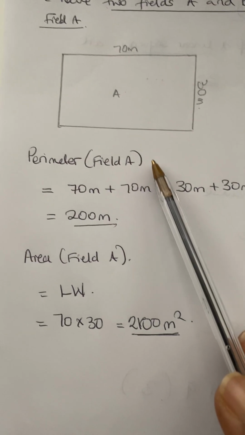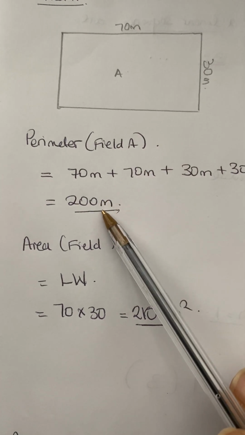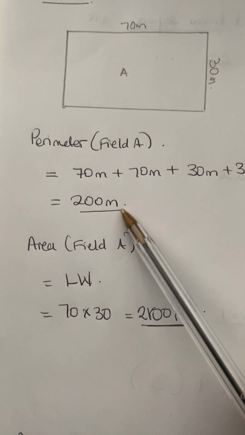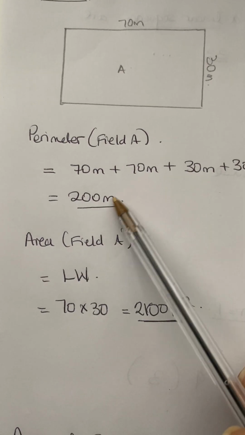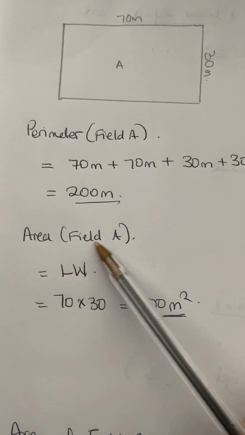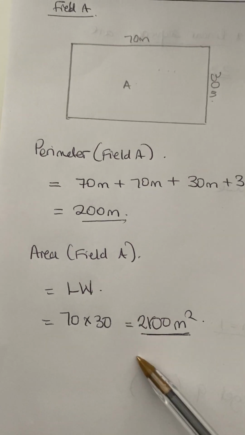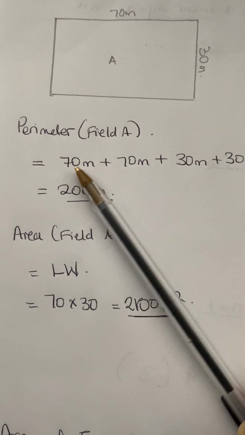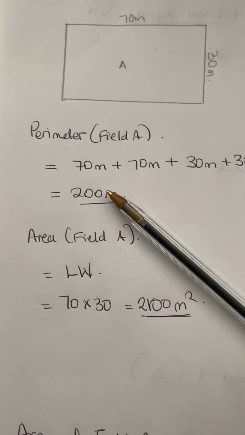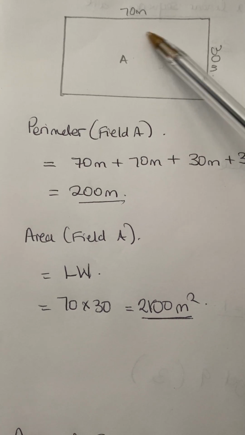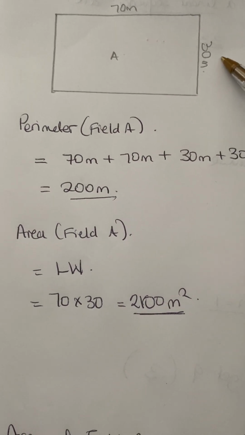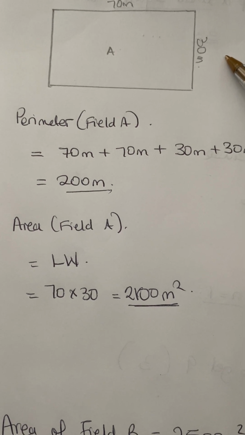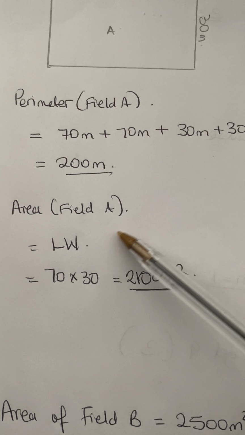So the perimeter of field A is 200 meters. Now, after finding the perimeter, I went on to find the area of field A. The area of field A is length 70 meters by width. It's in meters, not in centimeters.